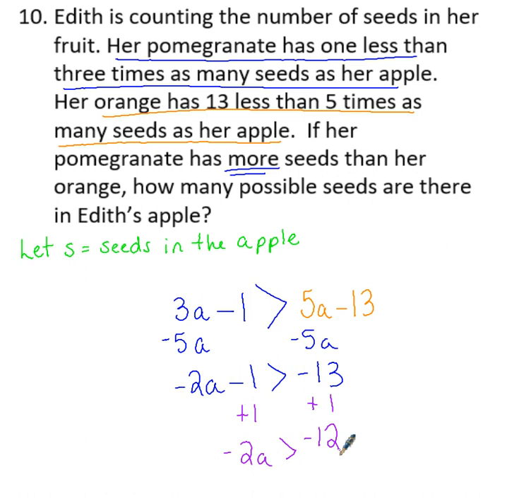Now, here's the trick. If I divide by a negative, what has to happen to the sign? That's right, this sign needs to flip around. So we'll get A is less than 6. And if I went to graph this, it would look like this. The number of seeds is an open circle and it has to be less than 6 total.